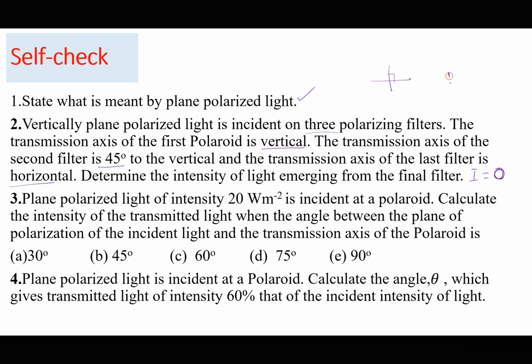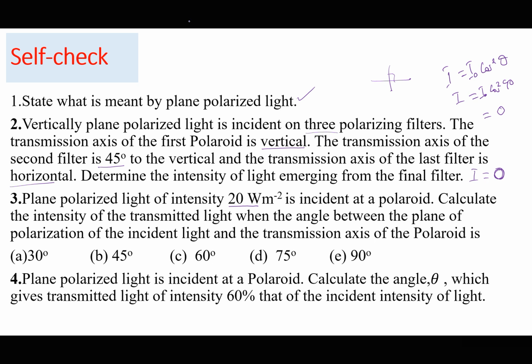In other words, using I equals I naught cos squared theta, or cos squared phi, I is going to be equal to I naught cos squared of 90. So from the final, it is going to be 0. Plane polarized light of intensity 20 watts.